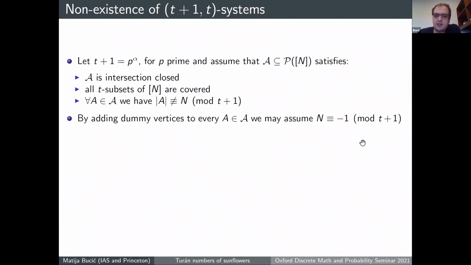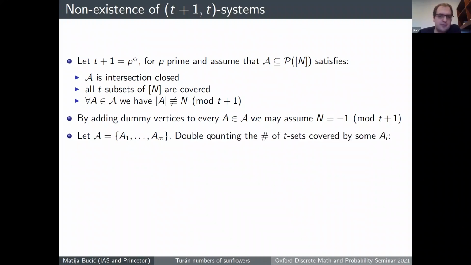So note that in our actual application, the capital N is going to be 2t plus 1, so we just get this step for free. But I wanted to include this step to also include the more general version that was needed for the other two papers. So now let me denote by A1 up to AM the sets in our family.